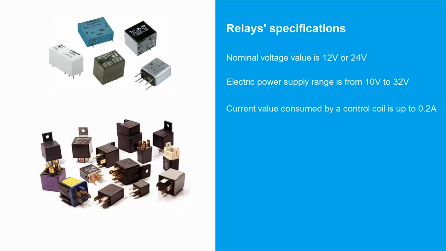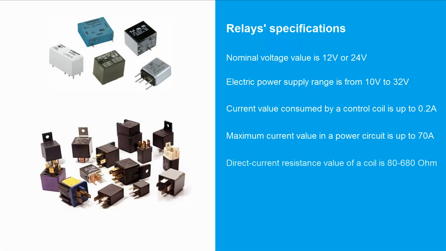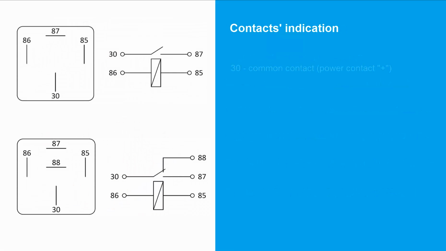Nominal voltage value, electric power supply, current value consumed by a control coil depending on the type and manufacturer, maximum current value in a power circuit depending on the type and manufacturer, direct current resistance value of a coil depending on the type and manufacturer, and relay response time. Relay contacts have typical indication that you can see on the screen.